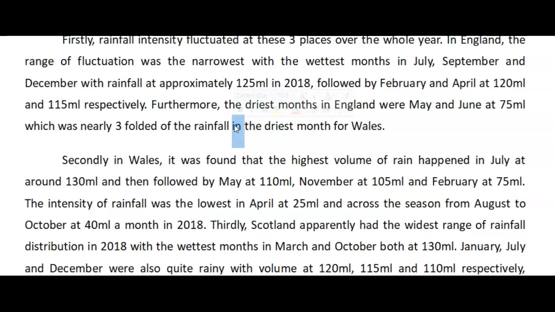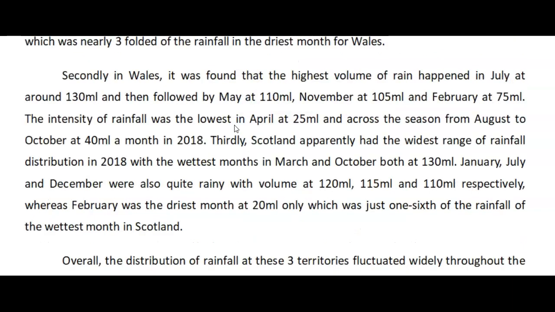Secondly, in Wales, it was found that the highest volume of rain happened in July at 130, then followed by May at 110, November at 105, February 75. The intensity of rainfall was the lowest in April at 25, and across the season from August to October at 40 a month in 2018. All right, so let's see how many data points you picked for Wales. Let's see, you have 1, 2, 3, 4, 5, 6, 7, 8. It's really quite a bit, isn't it? We'll talk more about that in a minute.